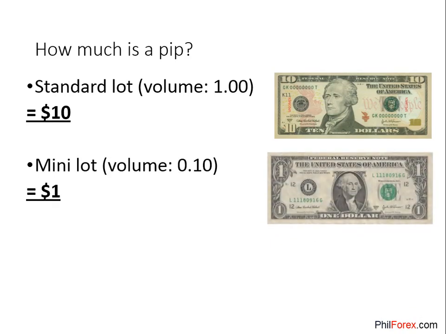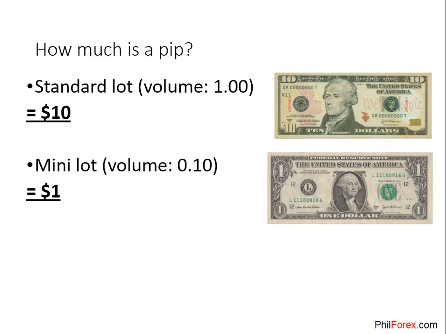Now, you can always change it. Let's say you have a relatively smaller account, and it can't handle the $10 standard lot. You can decrease it to a mini lot. A mini lot is, the volume is 0.1 instead of 1.